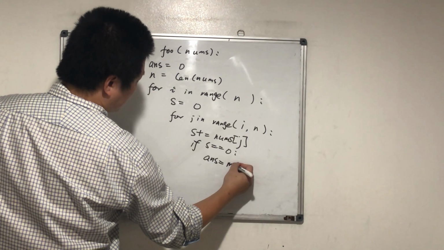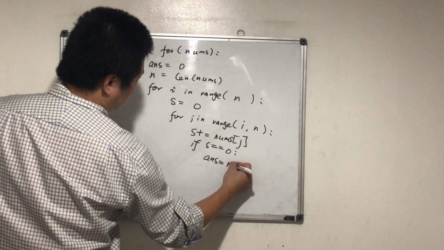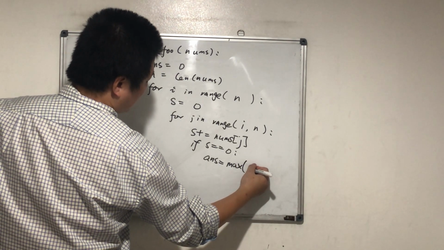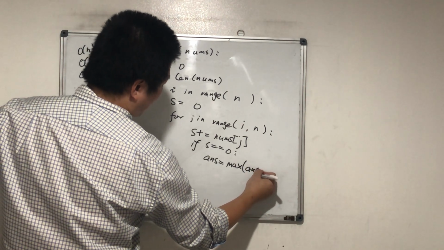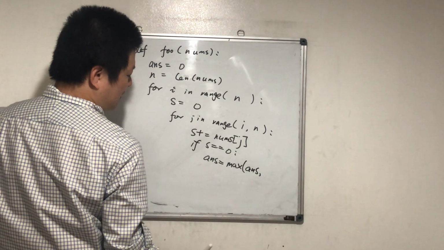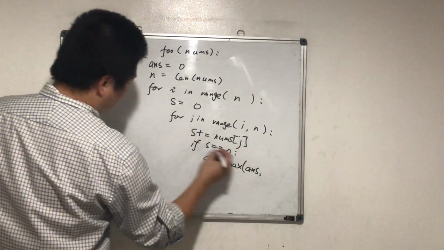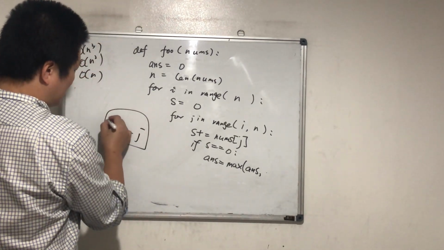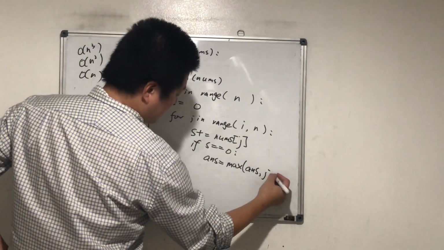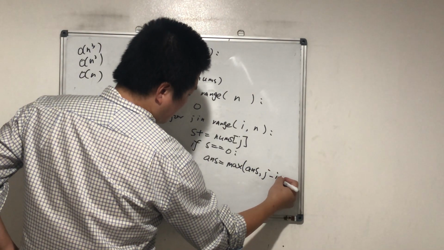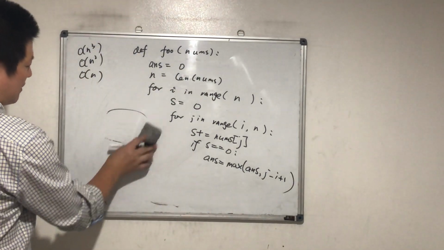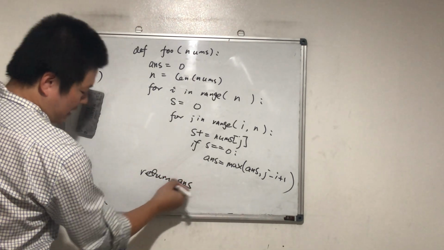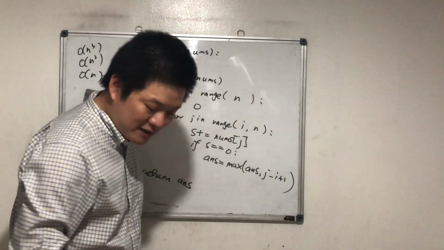We want to store the maximum, so max of the answer and the length of the current sublist. What's the length from i to j? It's j minus i plus 1. And what is missing at the end? Return answer. You see, you know how to do it, right? You understand, you remember.